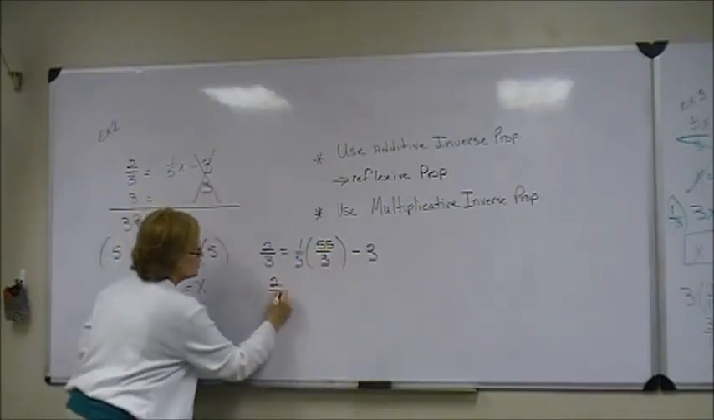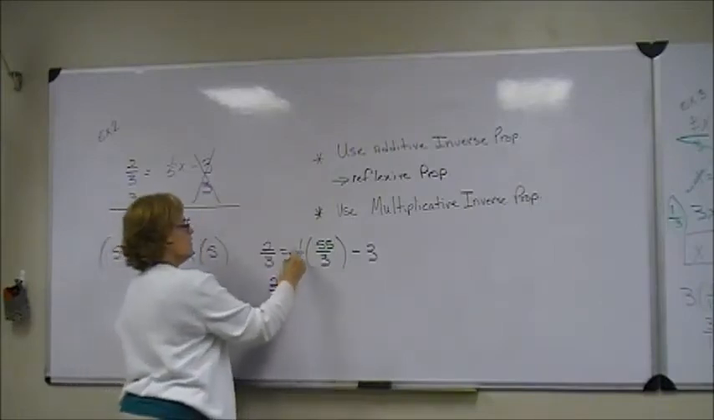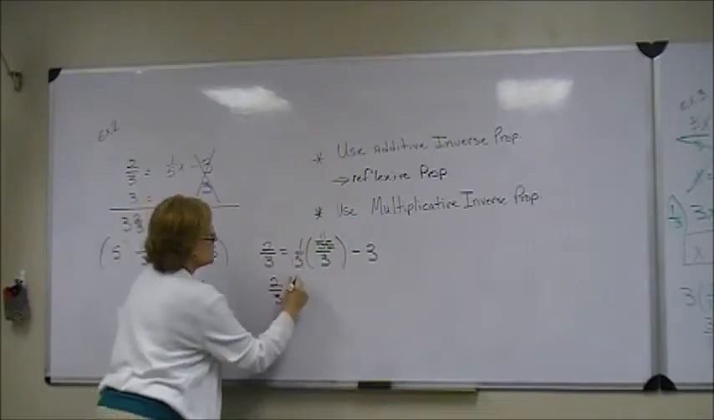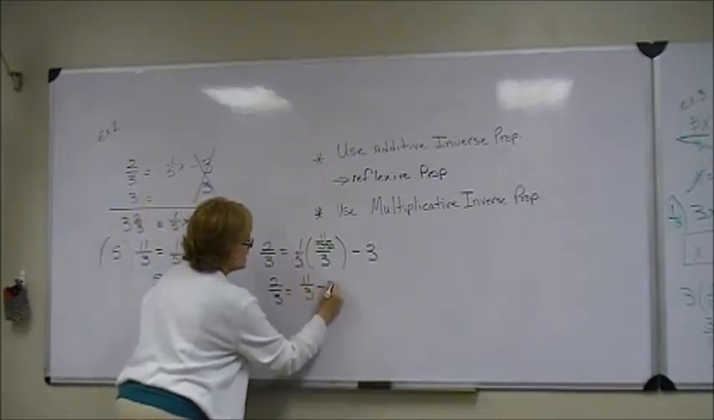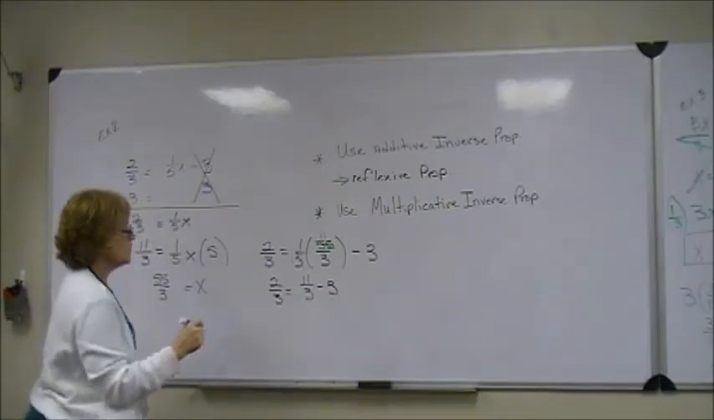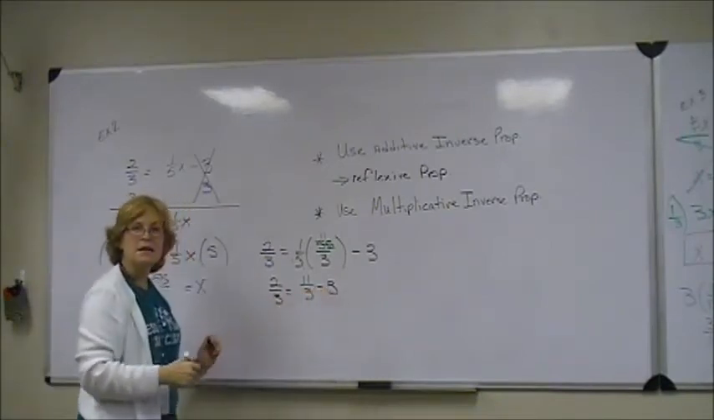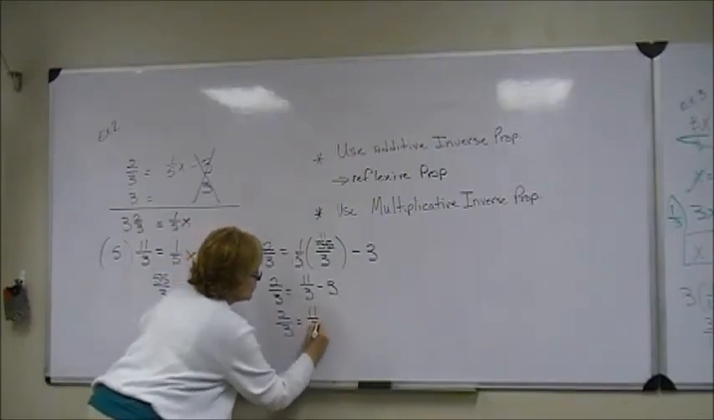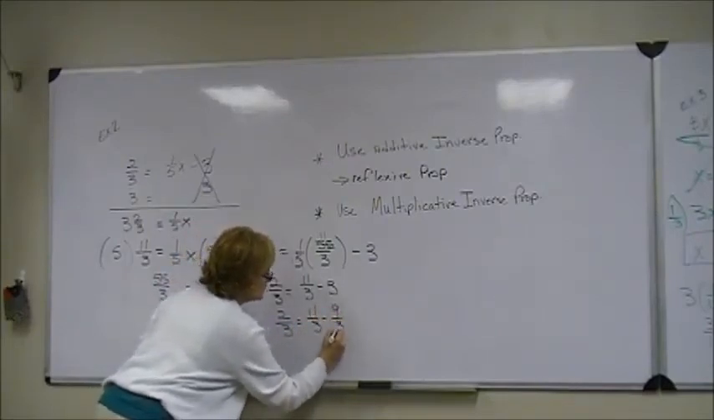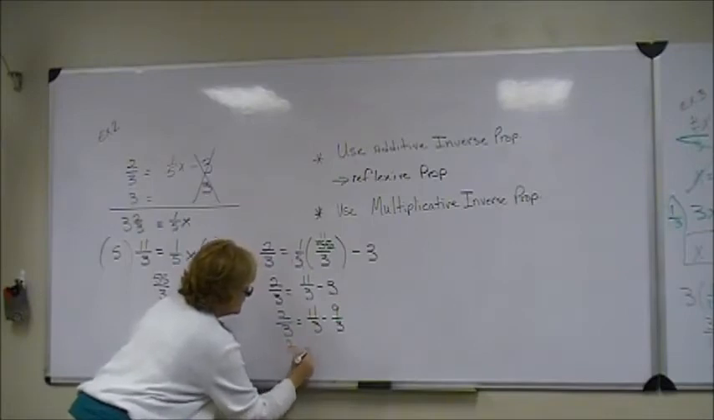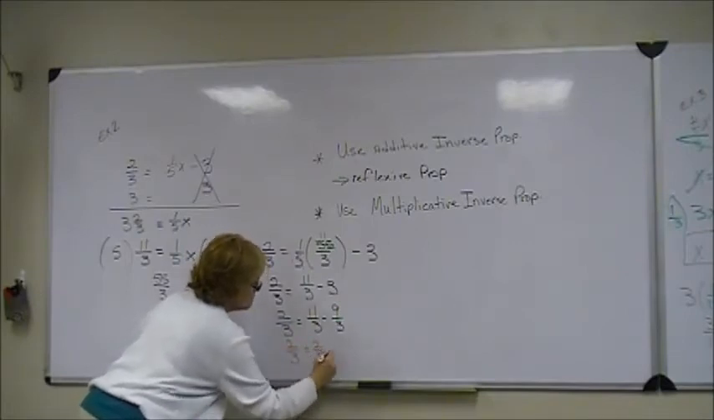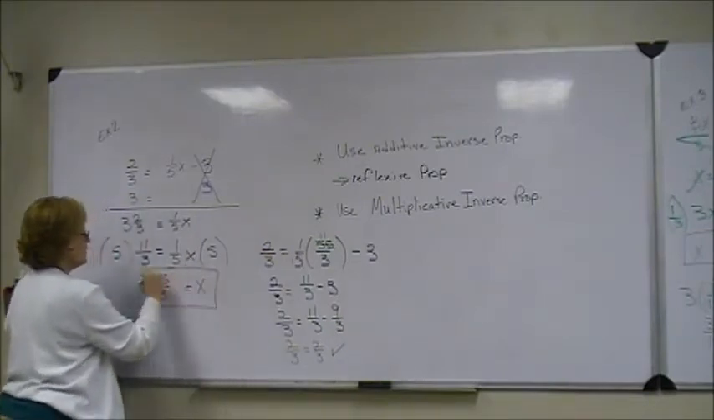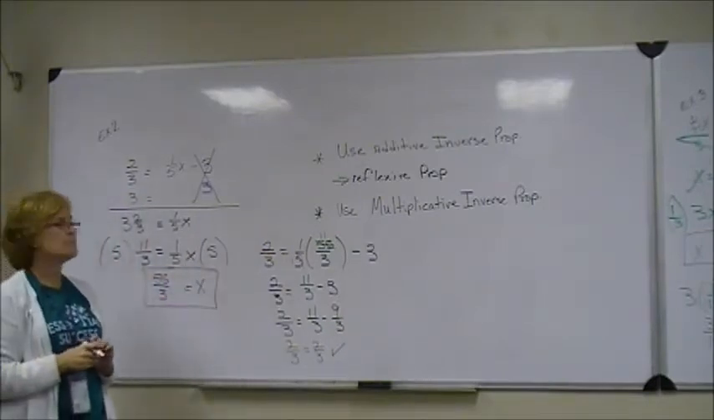That gives me 2/3 is equal to, 5 goes into 5 once, 5 goes into 55 11, so that would be 11/3 minus 3. So what is 3? 3 would be 9/3. So 2/3 is equal to 11/3 minus 9/3. So 2/3 is equal to 2/3. Boom, boom. Check, check. So my answer is 55/3.